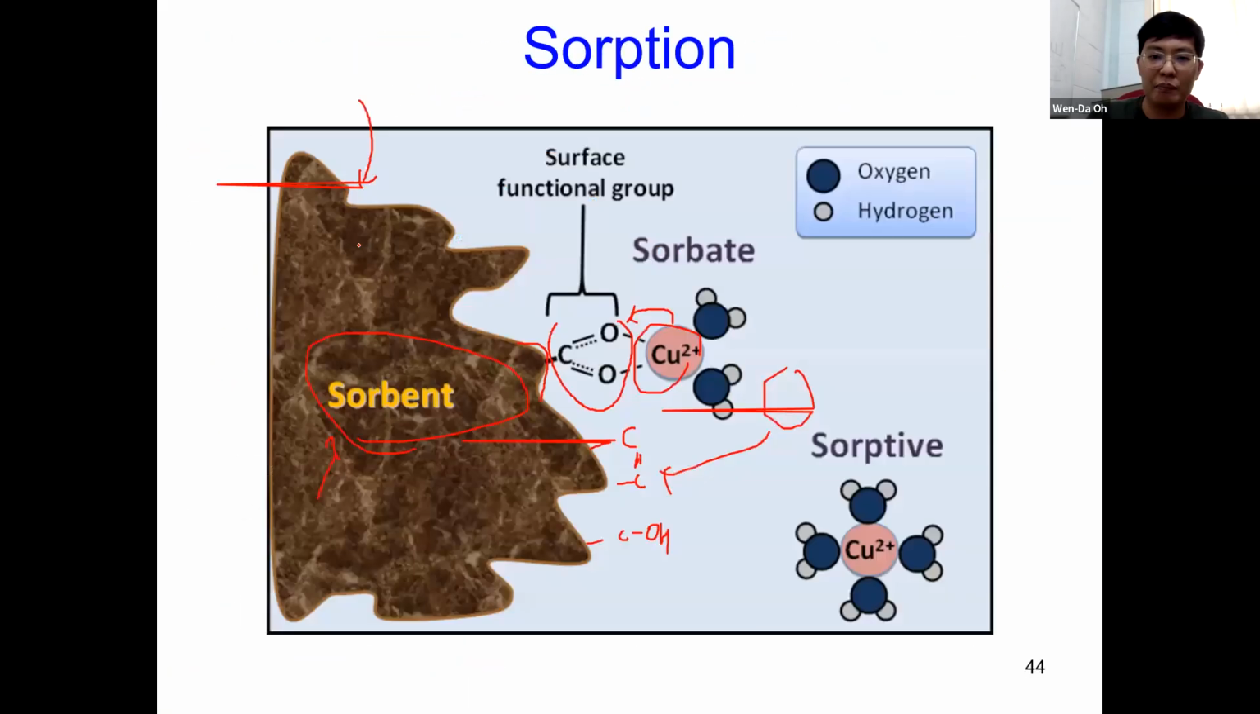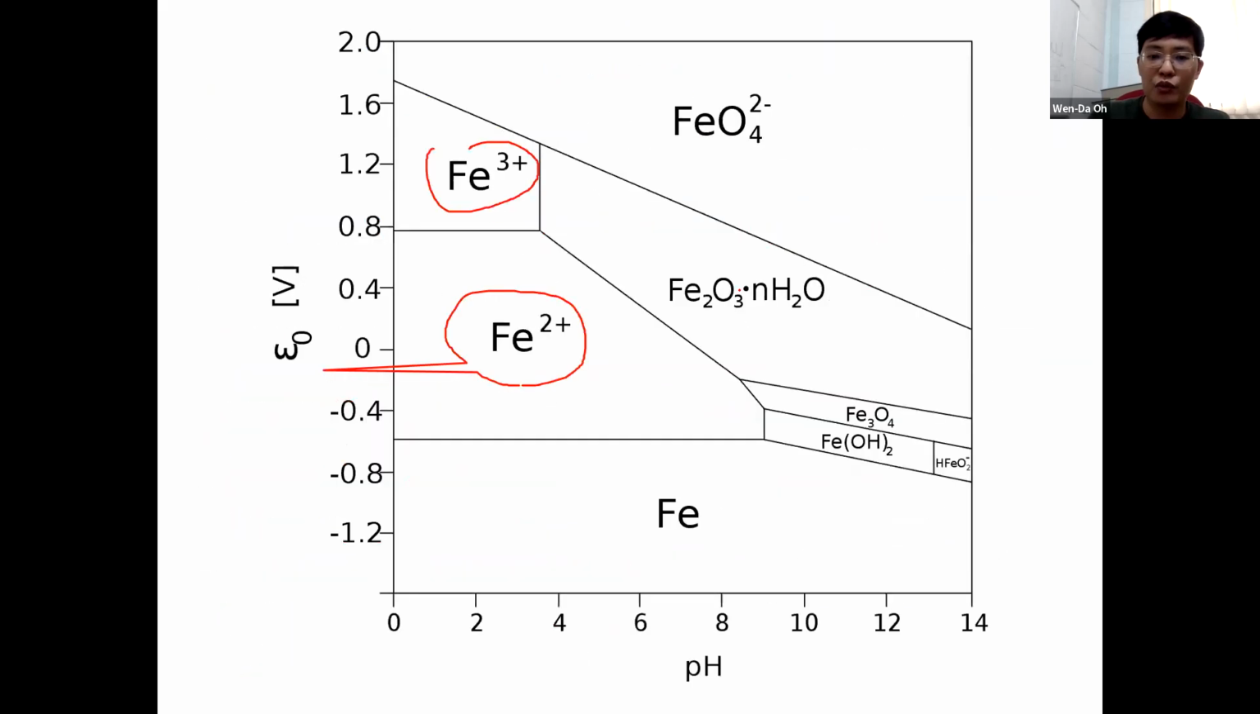We look at the simpler one, which is the iron one. So this one, I don't know whether you have this in your environmental chemistry course or not. We introduce. Oh, you introduced.